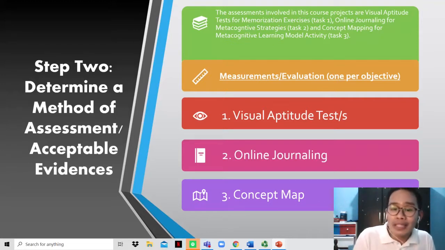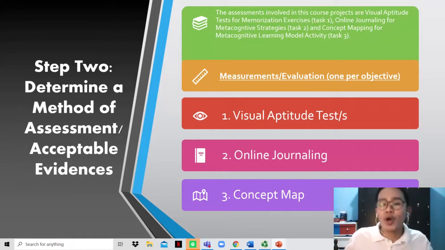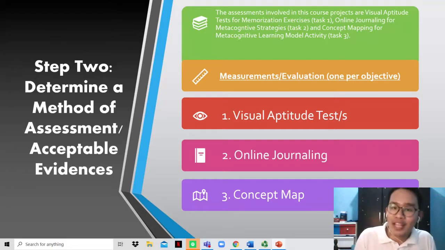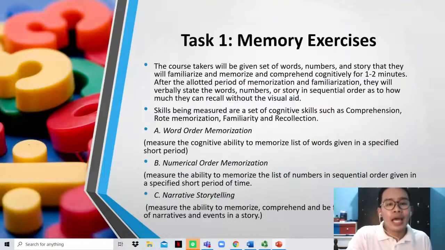The third one will be the concept map for my task number three, which is based on the metacognitive learning model activity. He will make a concept map out of it, his personalized concept map. What is the process for him or her? What are the factors that are involved in metacognition? Those are the methods of my assessments to attain the goals.